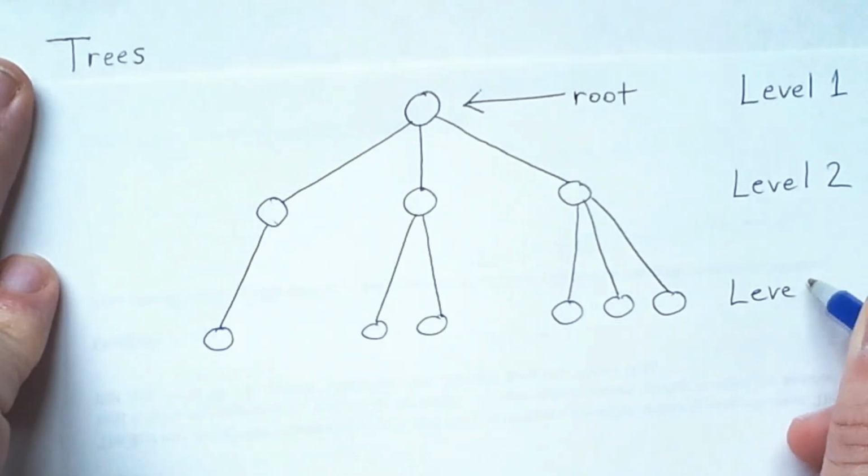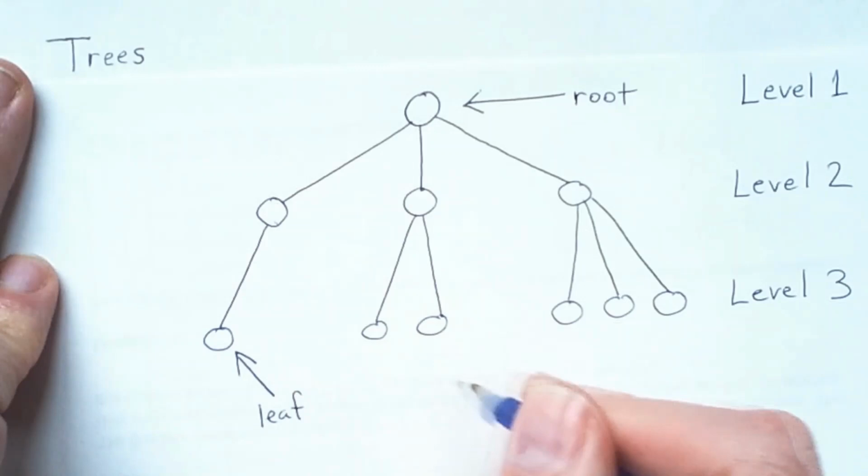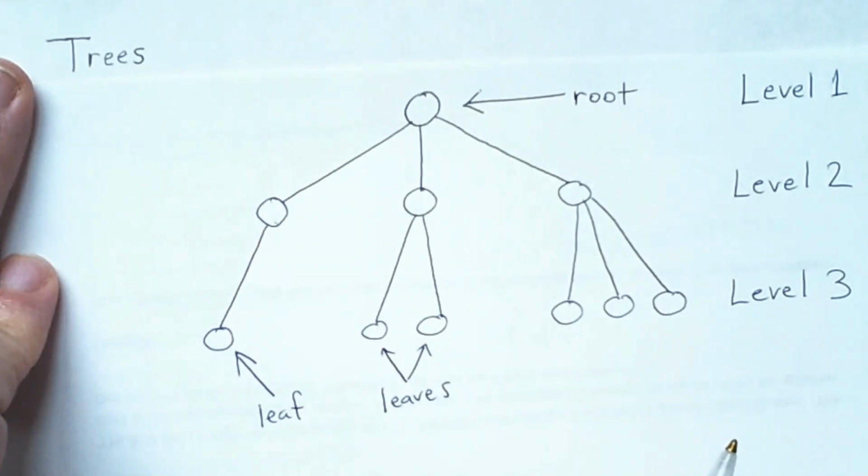Nodes that have no children are known as leaves of the tree. For example, that is a leaf. And these are also leaves, as are these. However, I want to point out that it is not necessary for all of the leaves of a tree to be at the same level.